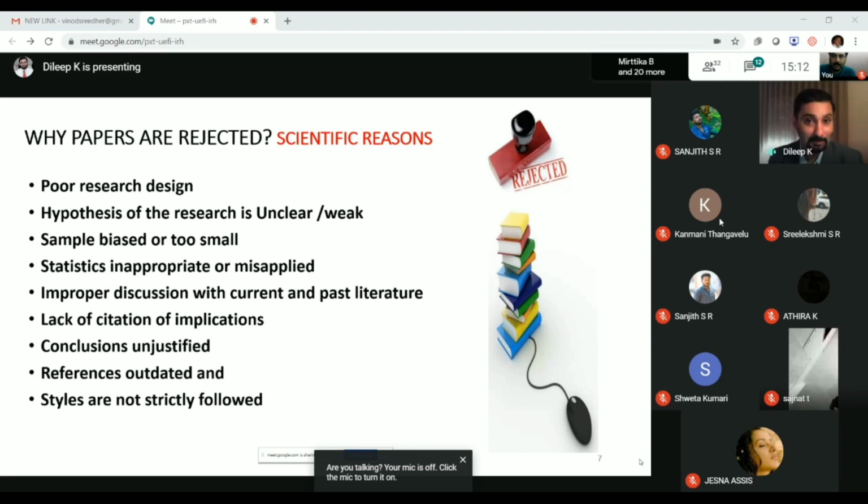So a literature review should be very recent, except for certain classical theories coming from the past, which are still used by research scholars. We need to look at these things properly. So lack of citation is one factor. Recent citations needed. Conclusions unjustified.